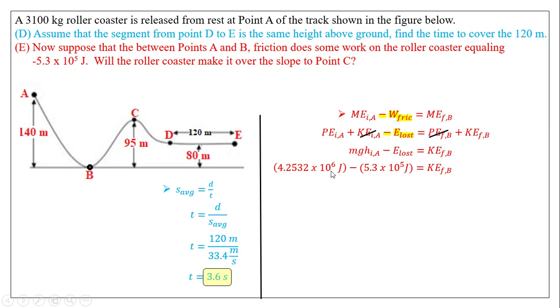4.2532 times 10 to the 6 joules. And I kept it in scientific notation here because the work due to friction is given in scientific notation. So the work due to friction or energy loss is given as negative 5.3 times 10 to the fifth joules. That's what I replace it with.